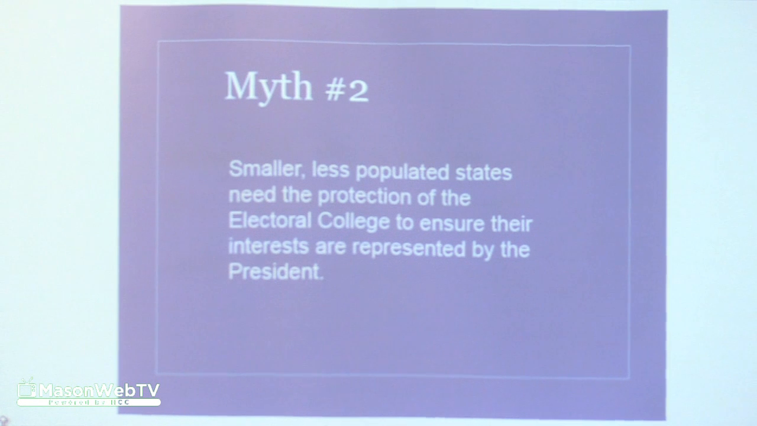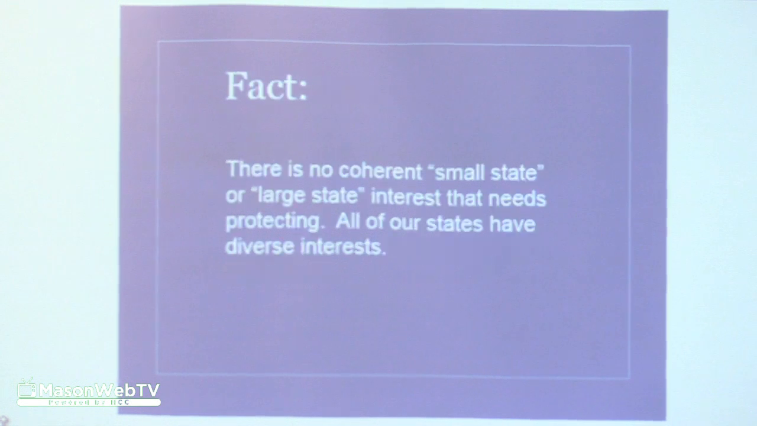Myth number 2. Smaller, less populated states need the protection of the Electoral College to ensure their interests are represented by the president. The fact is that there is no coherent small state or large state interest that needs protecting.